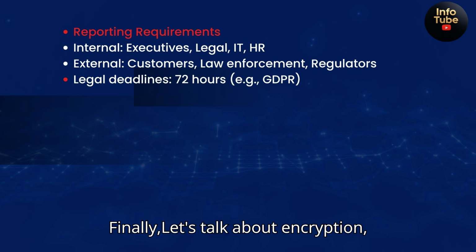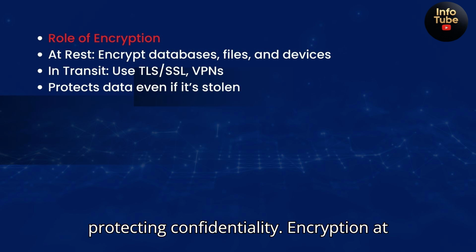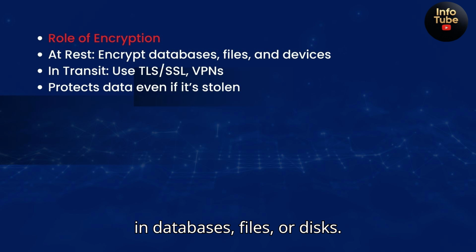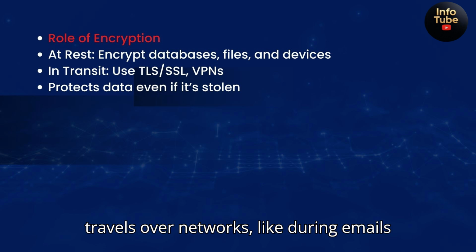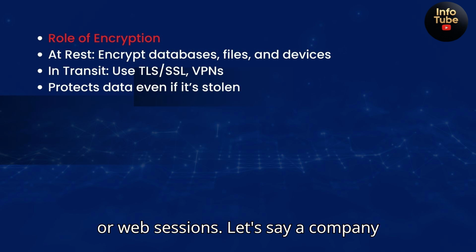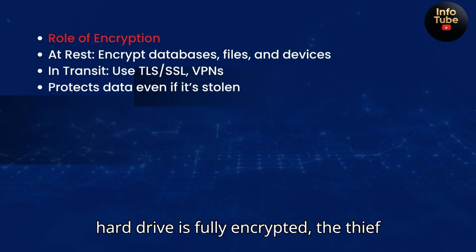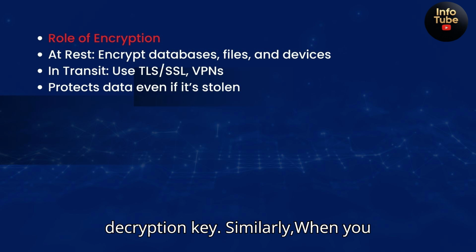Finally, let's talk about encryption, which is your frontline defense for protecting confidentiality. Encryption at rest means securing data when it's stored in databases, files, or disks. Encryption in transit protects data as it travels over networks, like during emails or web sessions. Let's say a company laptop is stolen from an airport. If the hard drive is fully encrypted, the thief can't access any useful data without the decryption key.